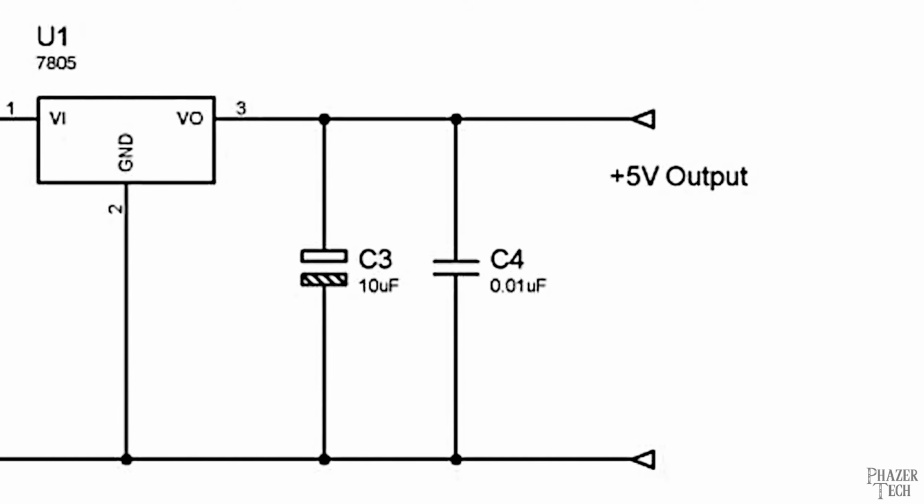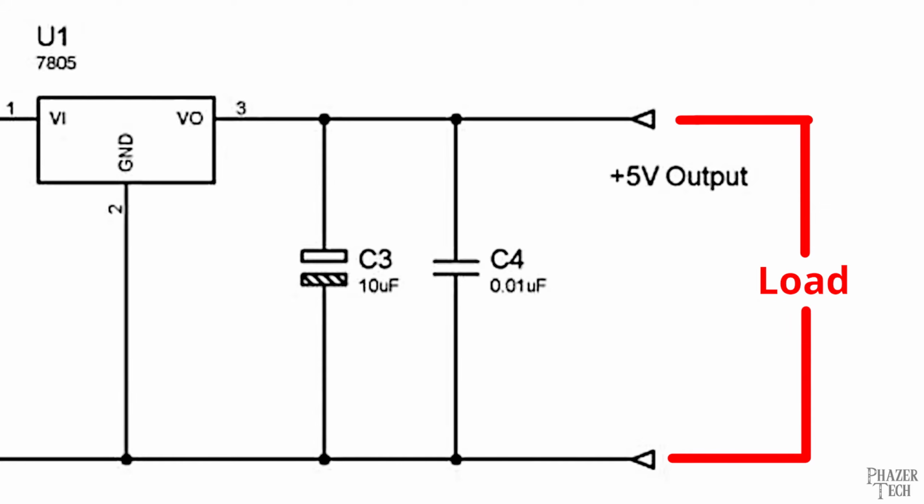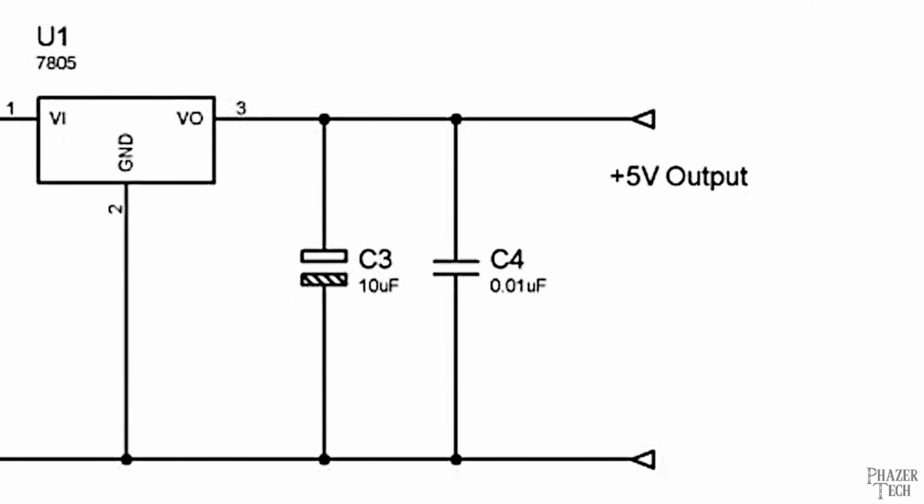So the first thing you might notice is that these caps are in parallel with the power rail and the load. The load would be whatever we decide to connect to the output of this 5-volt power supply. Now when the power supply first turns on, the caps will charge up, and once they reach 5 volts, they'll become an open circuit with ground.